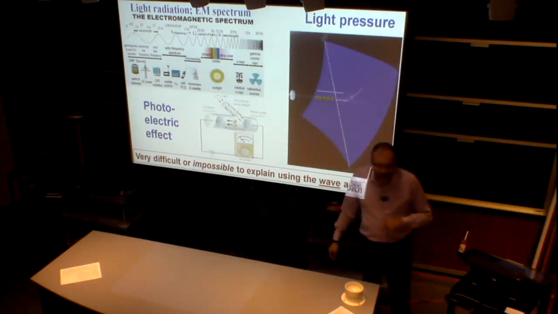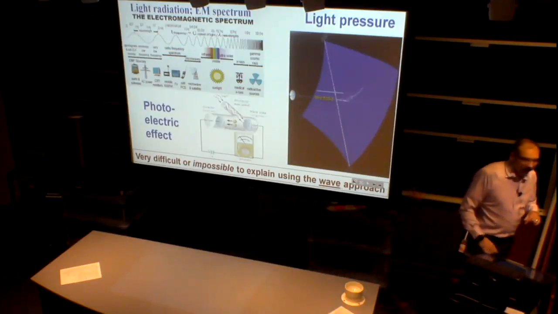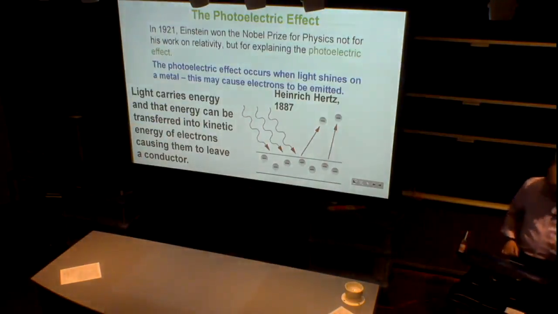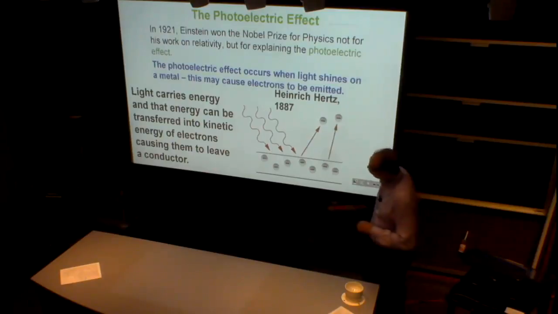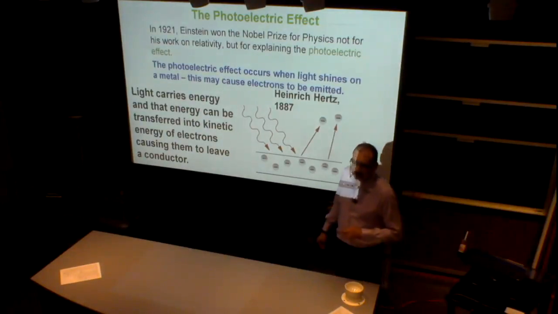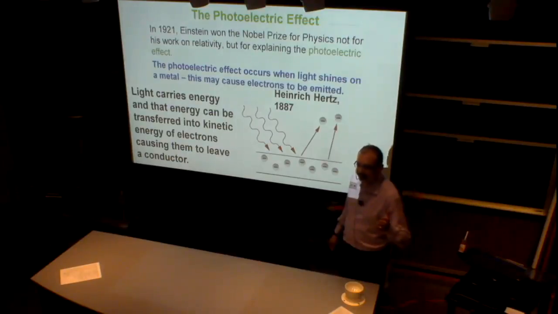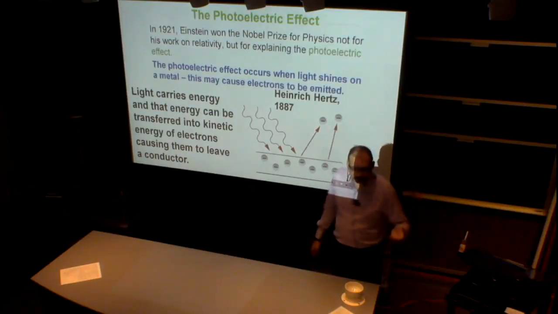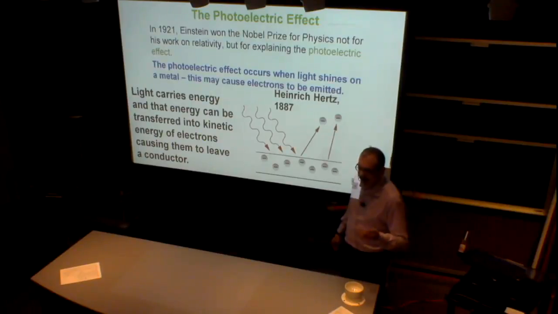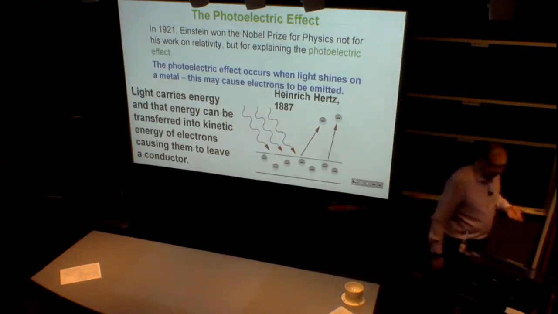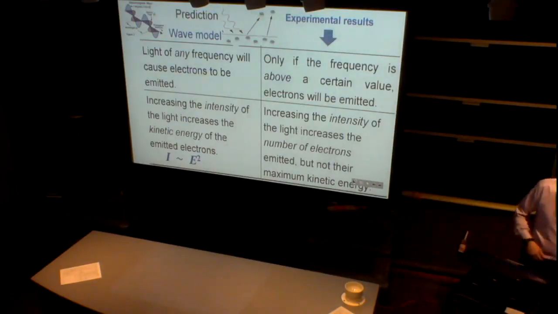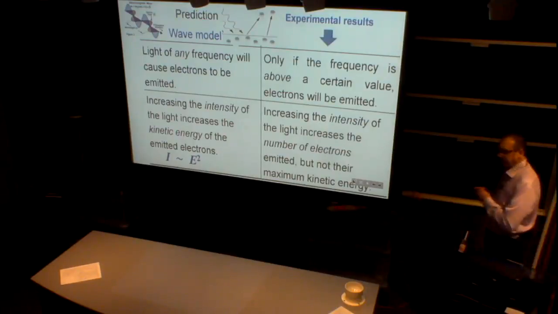But the most important experiment was the photoelectric effect. It was discovered by Hertz, and it took almost 20 years to explain. The effect is actually very simple. You take a piece of conductor, you shine light on it, and you observe electrons being ejected by that light out of the conductor. That's it. So the wave model provides certain specific predictions.